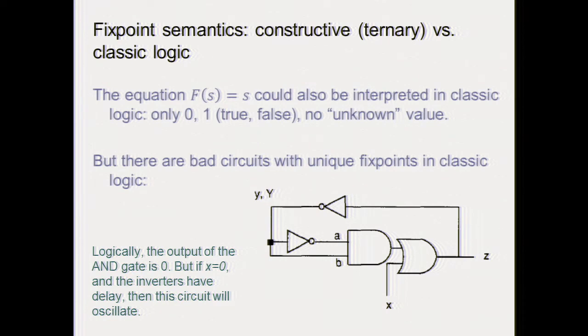Now, again, the equation f of s equal to s can also be interpreted in classic logic. So only 0, 1, true, false, and no unknown value. And so there are bad circuits with a unique fixed point in classic logic. If you go through the analysis of this, you say logically the output of the AND gate is always 0. But if x is equal to 0 and the inverters have delay, then this circuit will oscillate.